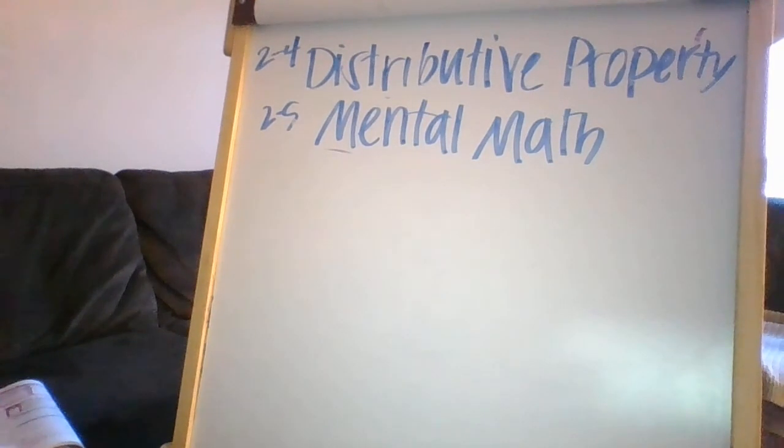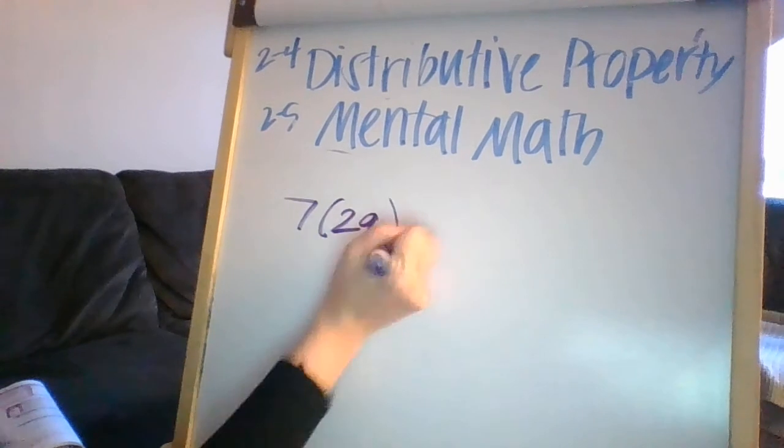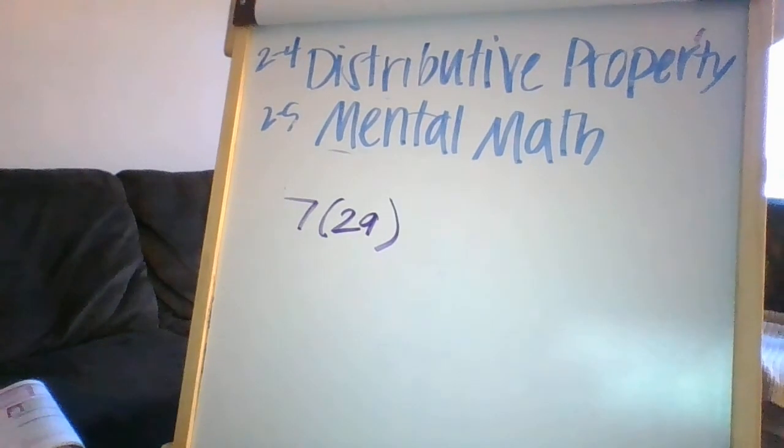Now, I'm going to take a look at another example here. This is going to be leaning more towards our mental math part of this. When it comes to mental math, distributive property is a great way to help you kind of solve these ones. And I'm going to show you this example right here. 7 times 29. Now, 7 times 29, and by the way, you guys, calculators, nope, okay? Don't use a calculator on this one.